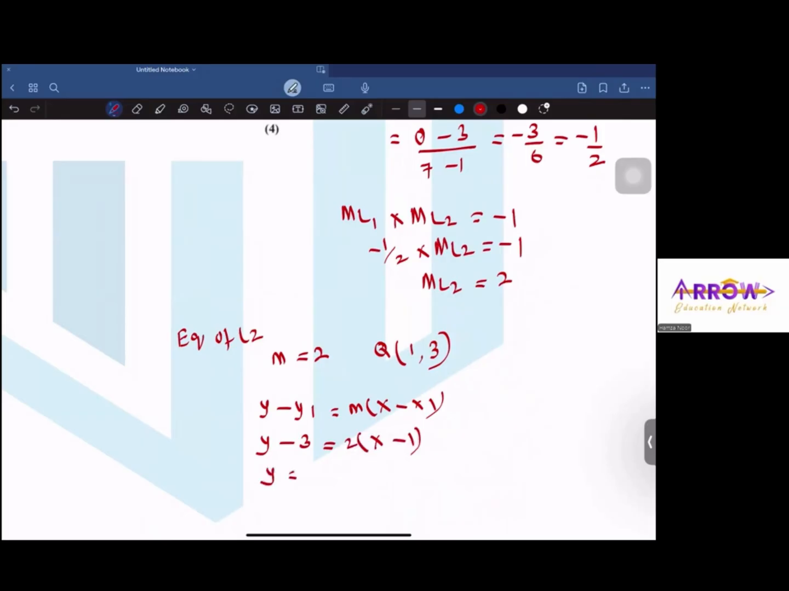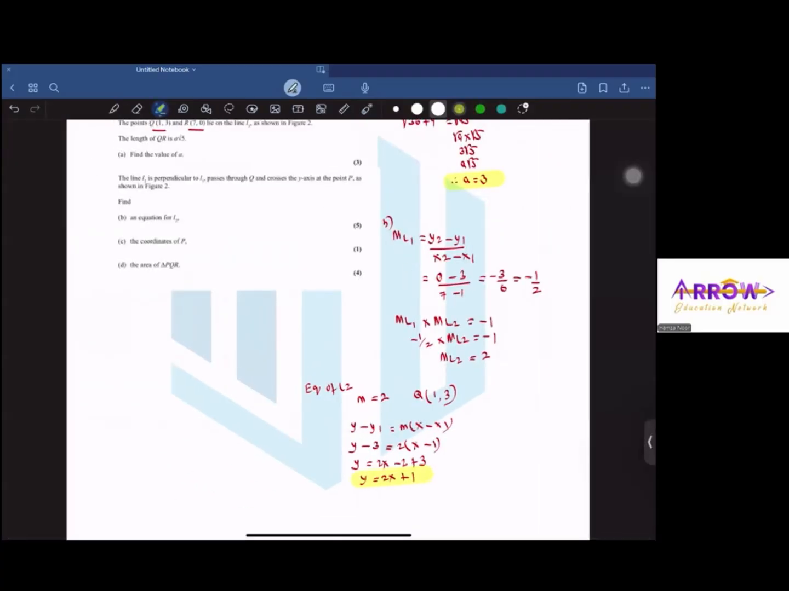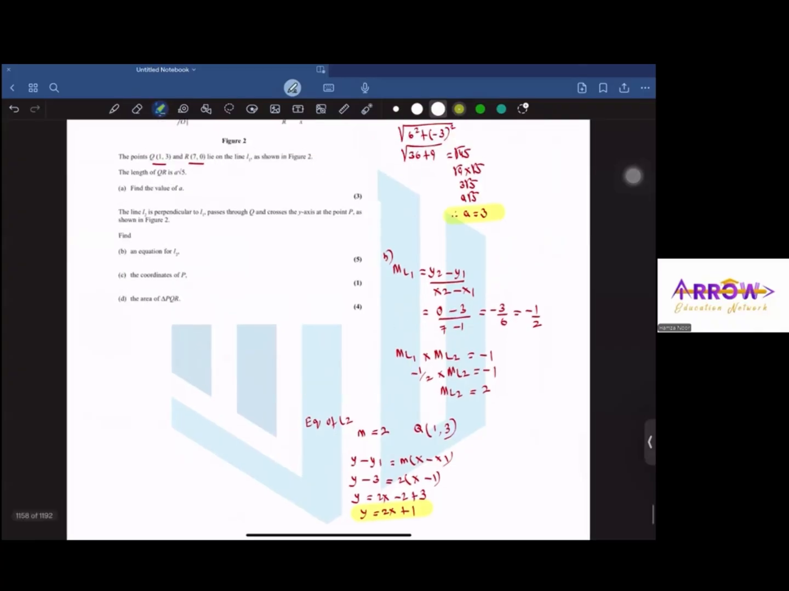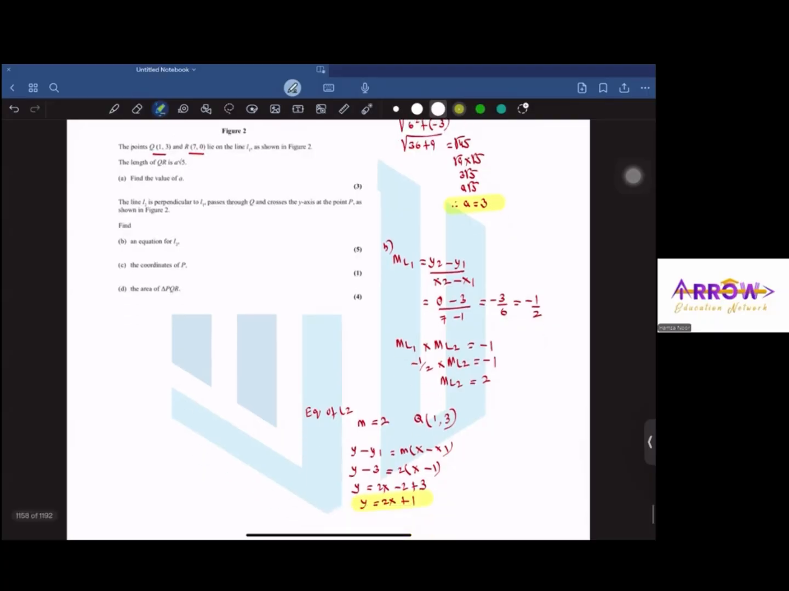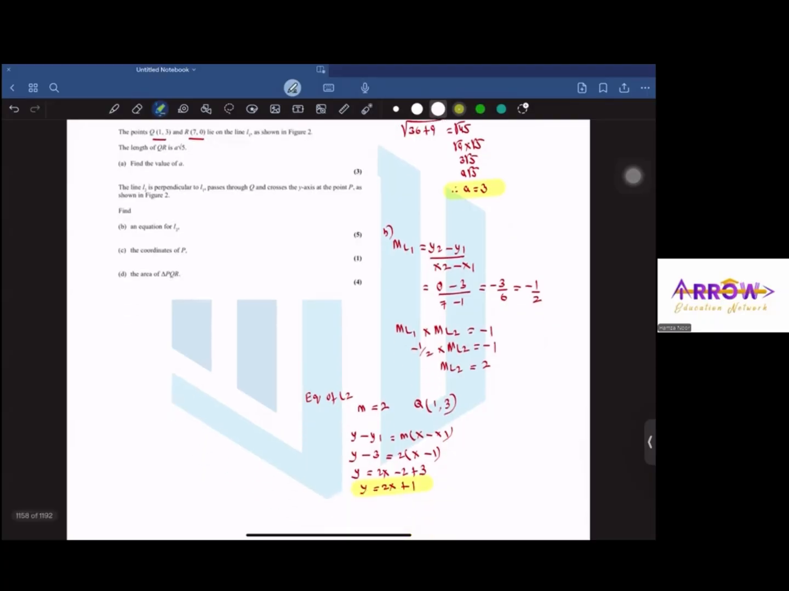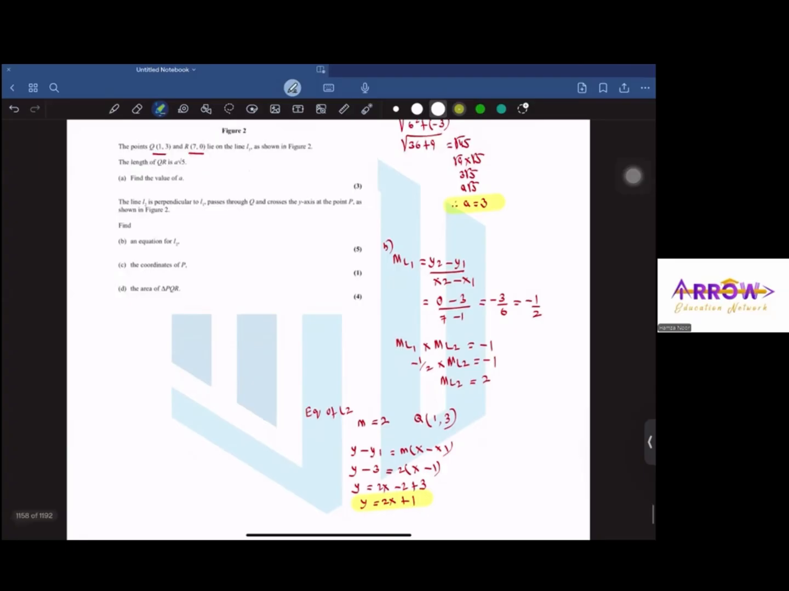So y is equal to 2x minus 2 plus 3, meaning y is equal to 2x plus 1. Not a specific form of the line is required. Otherwise, sometimes the requirement of the question is to give your equation of the line in the form ax plus by plus c is equal to 0, where a, b, and c are integers or rational numbers. So in this case, any specific form is not required. So y is equal to 2x plus 1 is completely fine. You will get full marks over here.